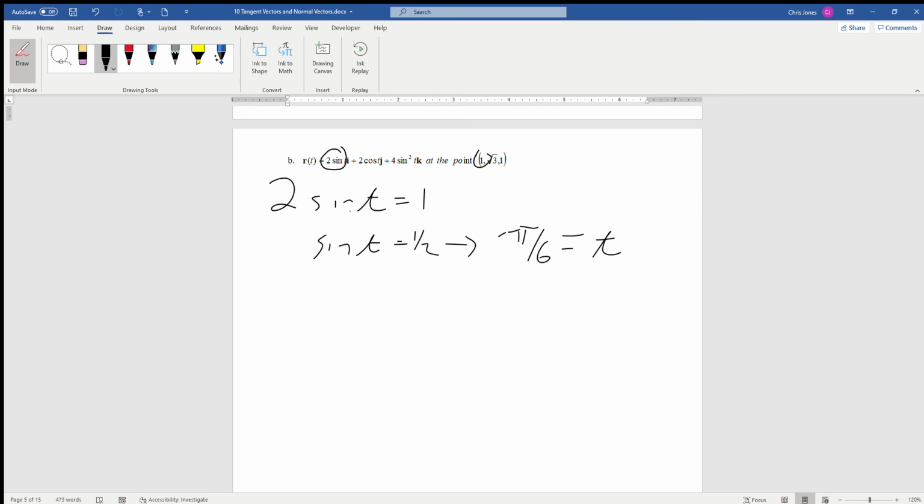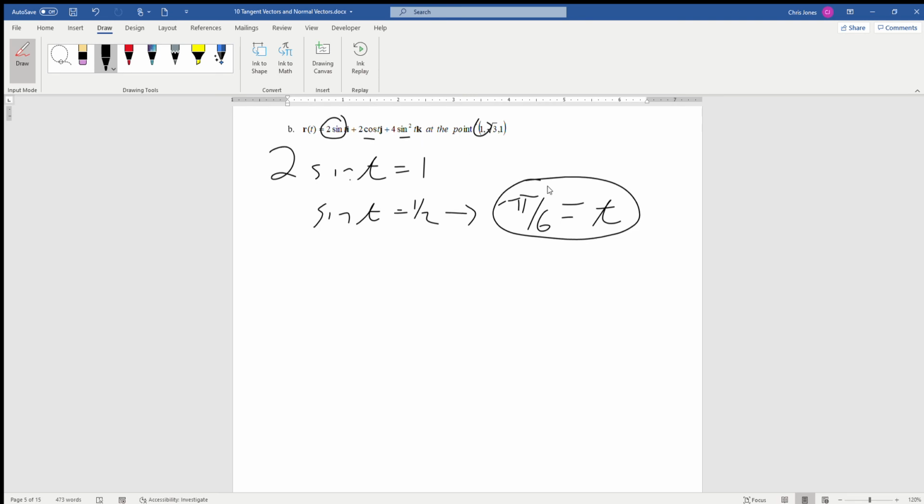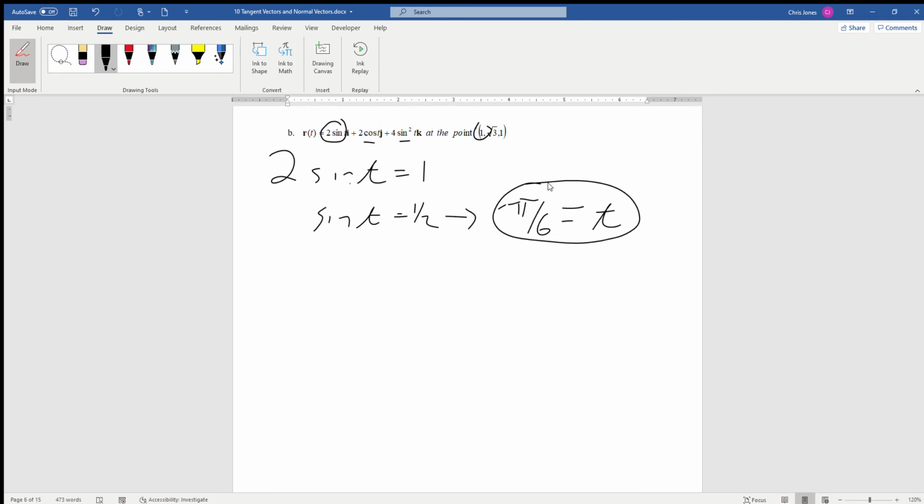And of course, we want to verify that. All right, and if we go back through and plug it into the other two coefficients, then it does give us respectively root 3 and 1. All right, so that's our value of t at that point. Now we need to find r prime of t. Now the first two are pretty easy. So that's going to be 2 cos of t i minus 2 sine of t j.